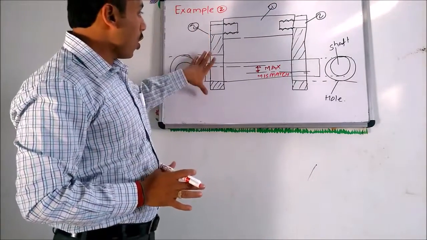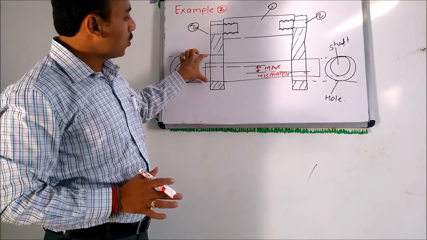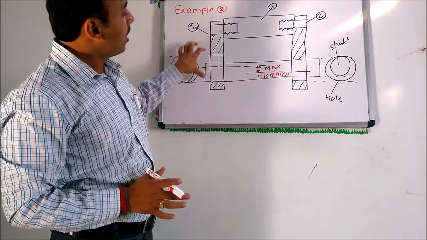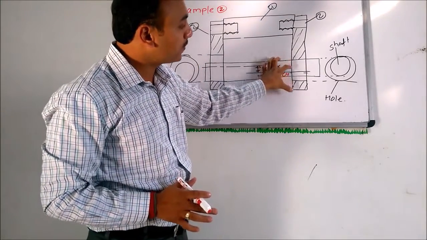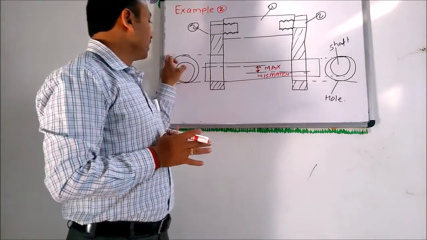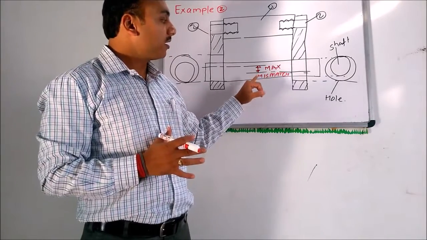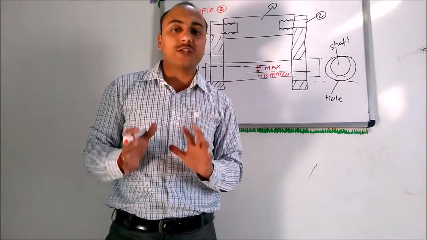Suppose due to the manufacturing of component 2, this hole gets shifted to the upper side and this hole gets shifted to the downside. Even then, these hole sizes should be big enough that they can accommodate the shaft in the worst case of mismatch.